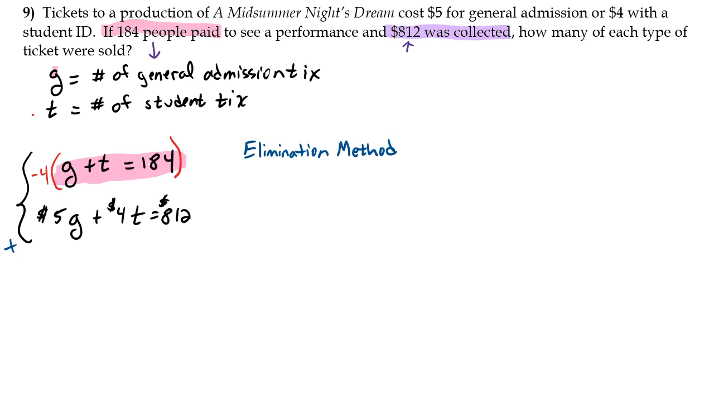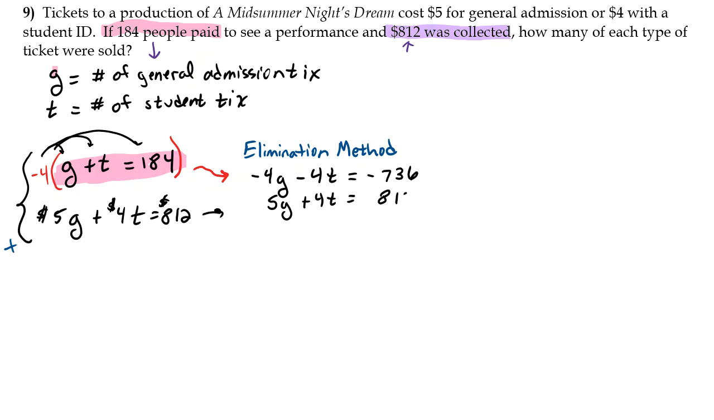You have multiple choices here on how to approach it. I'll just do it this way. So if I multiply every term in the top equation by negative 4, I get negative 4g minus 4t equals negative 736, right? So remember, you've got to multiply every term. The bottom equation, I'll just slide over here, make sure these are all lined up. Now it's looking pretty good.